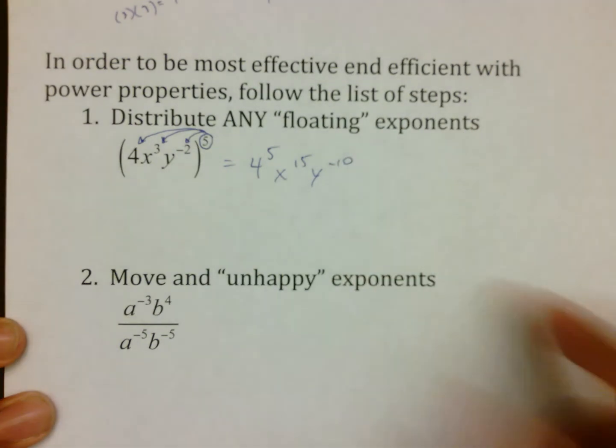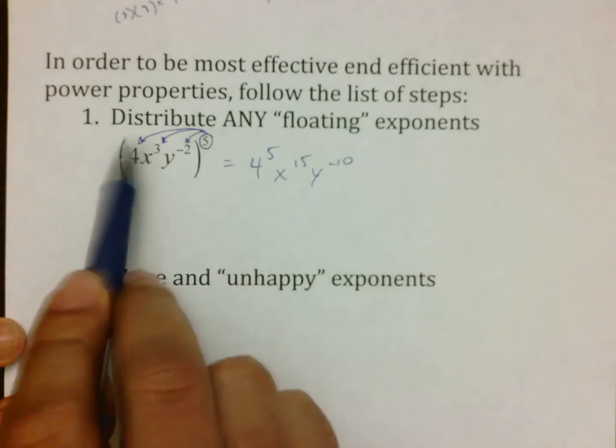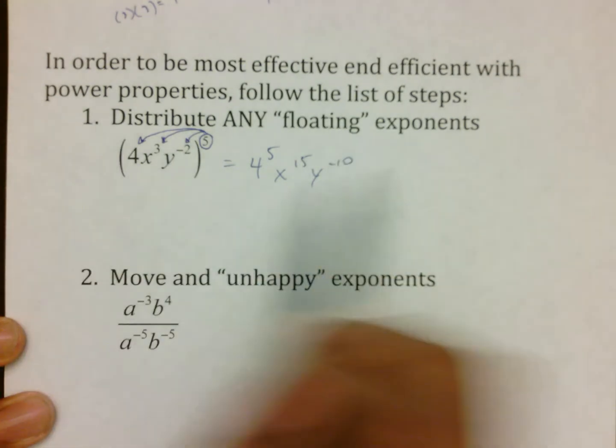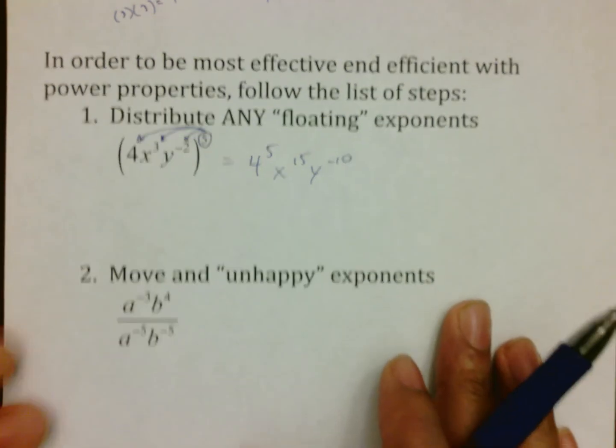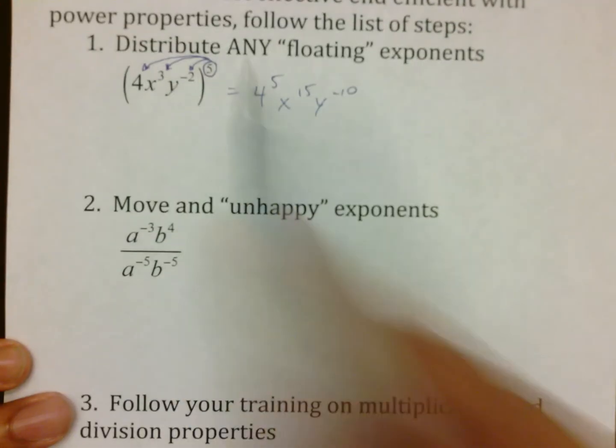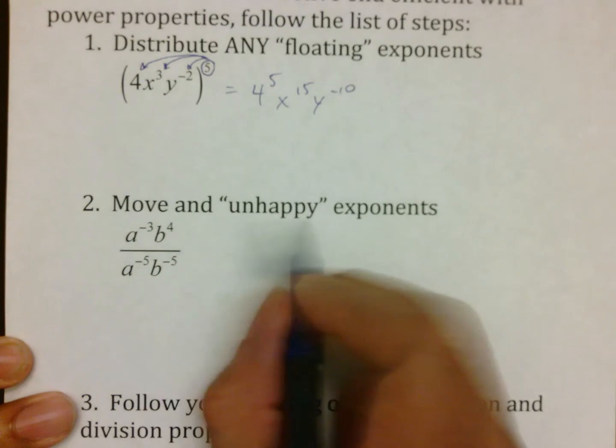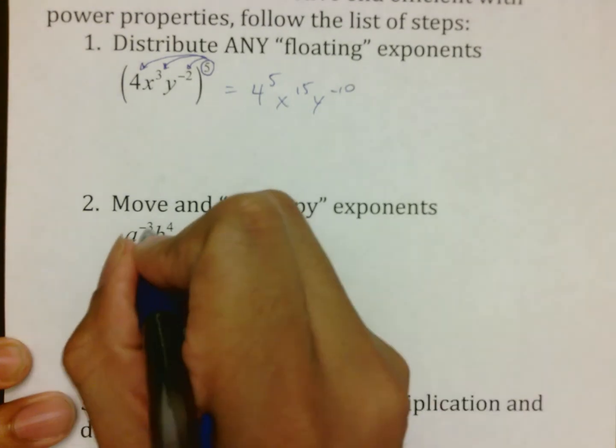All right, we're not going to work this out. I just want to make sure you understand what each step means. Distribute any floating exponent, again, just means distribute it to everything on the inside of the parentheses. Second thing you want to do after you've gotten rid of any floating exponents is move any what we call unhappy exponents. And again, circle this for your notes.